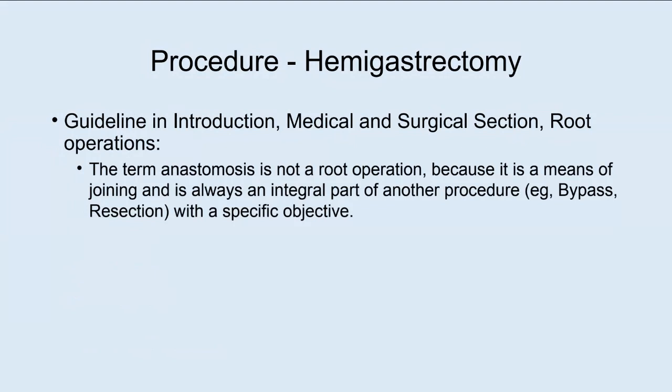So are there any guidelines about this? What about the anastomosis? The guidelines say in the introduction to root operations in your PCS book, it says the term anastomosis is not a root operation because it is a means of joining and is always an integral part of another procedure, like bypass or resection with a specific objective. This means the anastomosis is not coded separately, so we have that covered already in the exit. It is assumed that if you cut something out, what's left is going to be rejoined. So that's basically what this is saying.